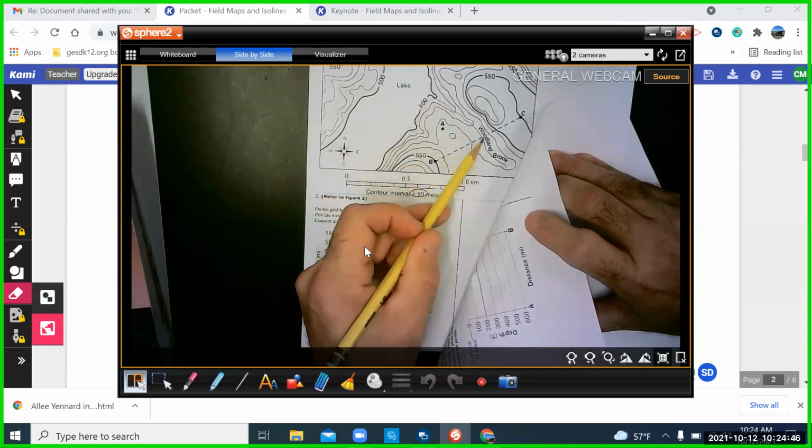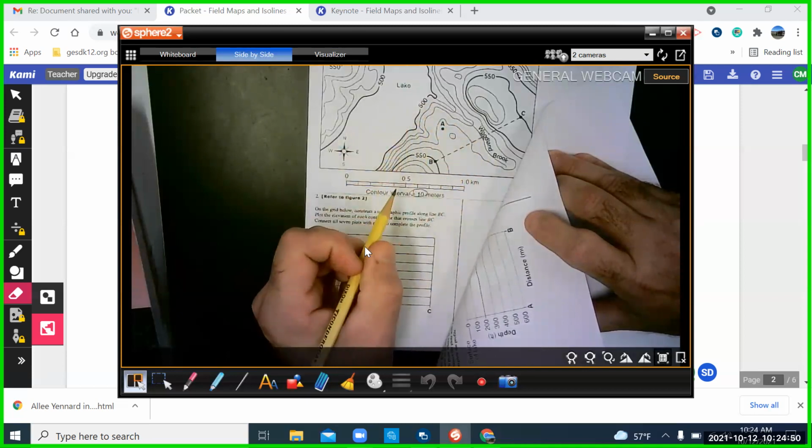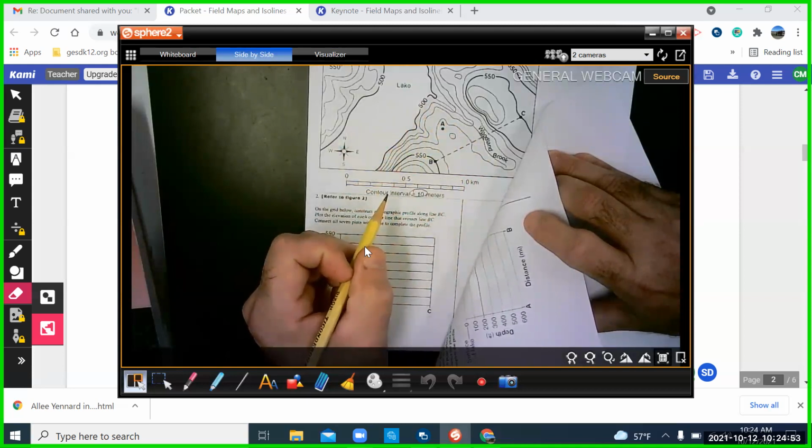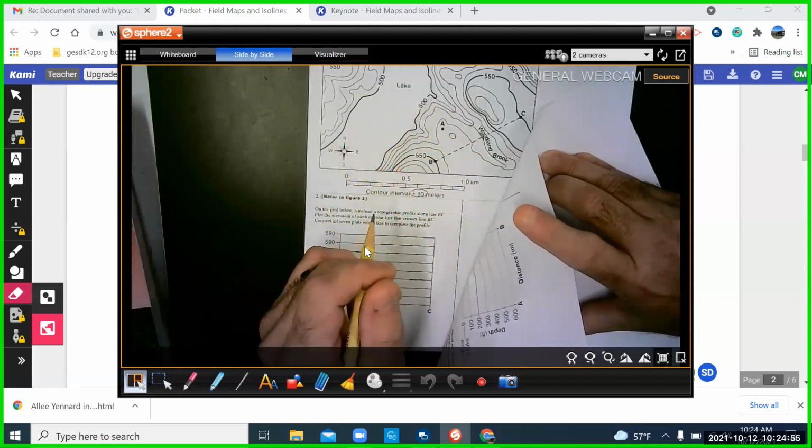If you can see the white good enough, then just leave it. If you can't, then do this. So I know this is where my creek is. Anybody know why I would do that? All right, I'll show you as we go along.